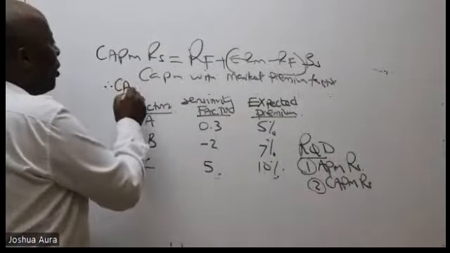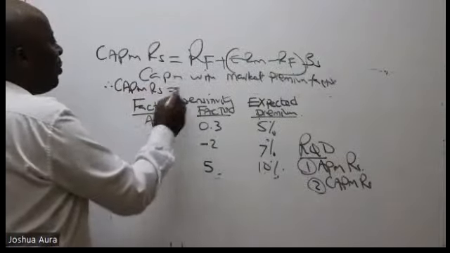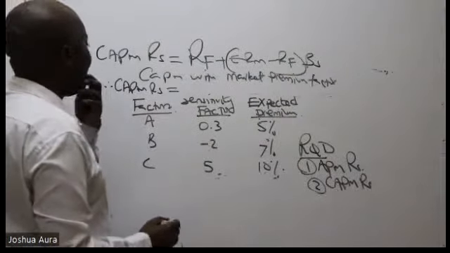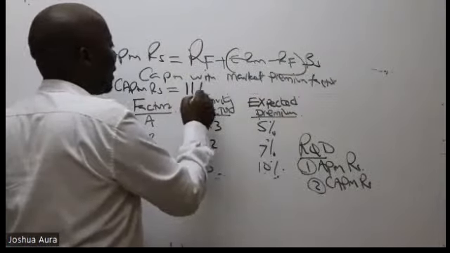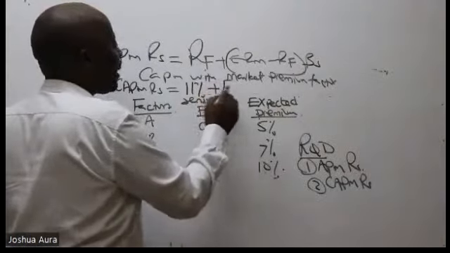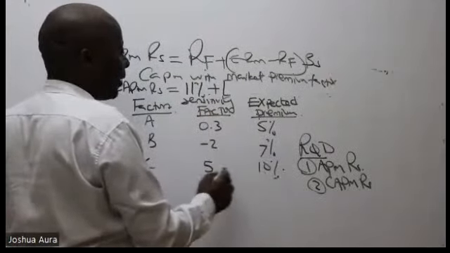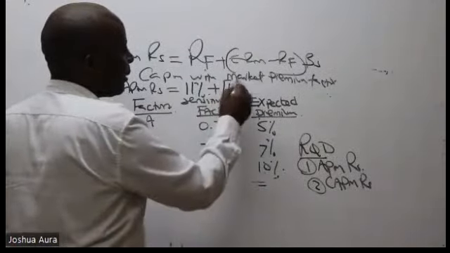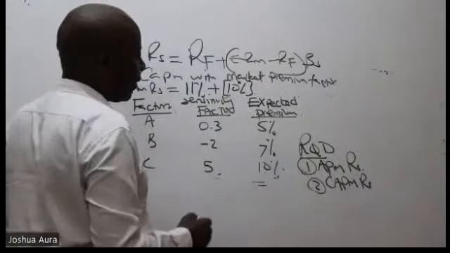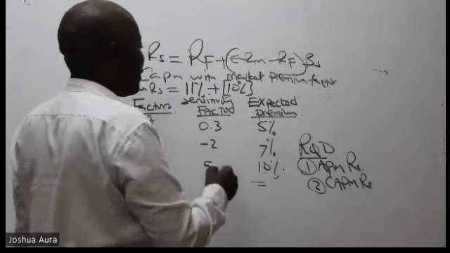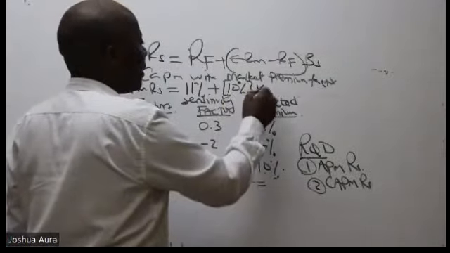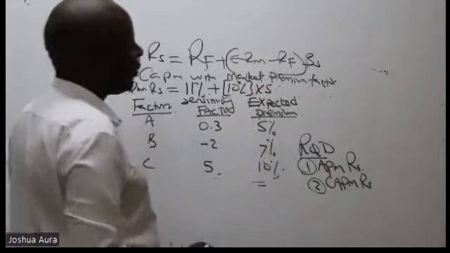And therefore, my CAPM returns of a security will be equal to the risk-free, which we got as 11%, plus the market premium factor, which is 10%, times what here? The beta factor, which is 5.